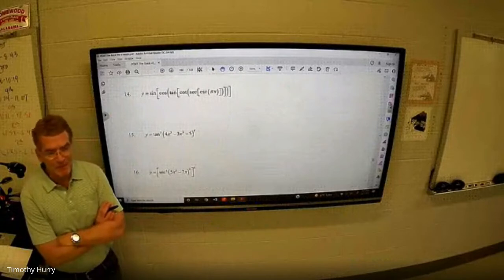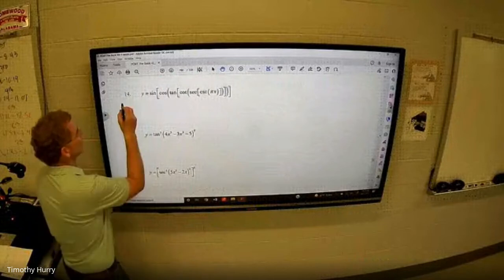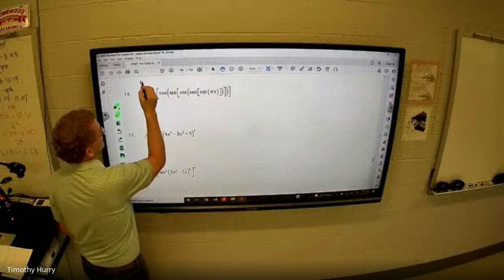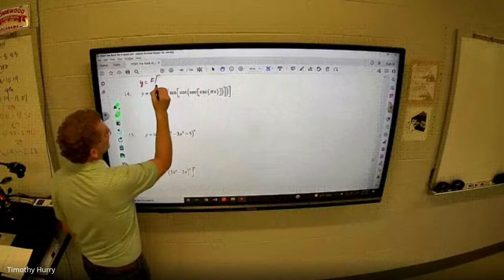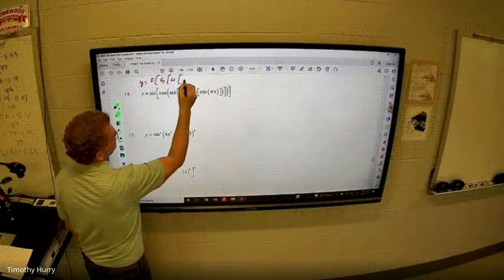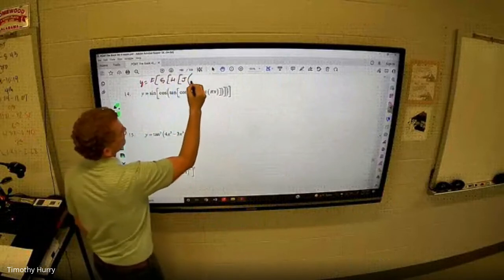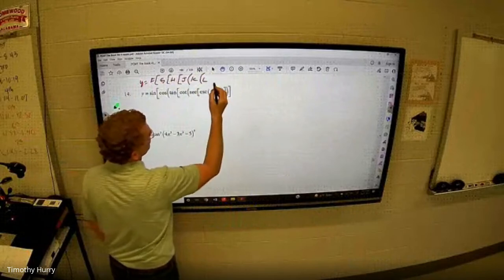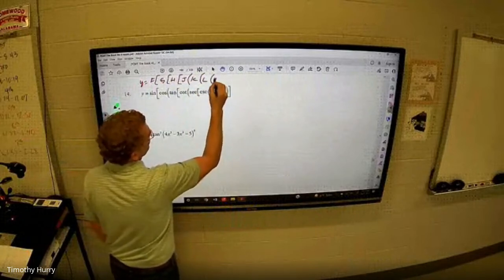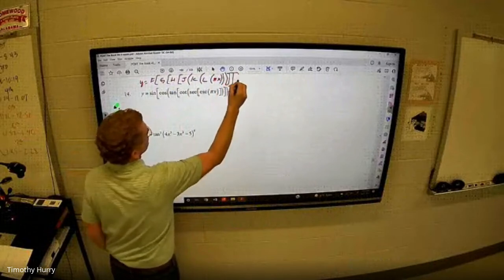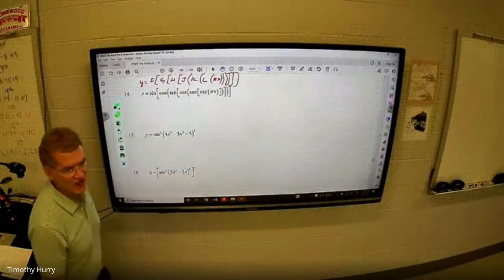This is a big, giant chain rule. This right here is the same thing as me saying you've got y equals f of g of h of j of k of L of pi x. And I'm taking a big chain rule derivative.